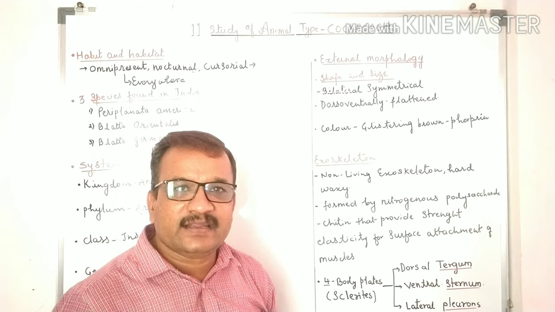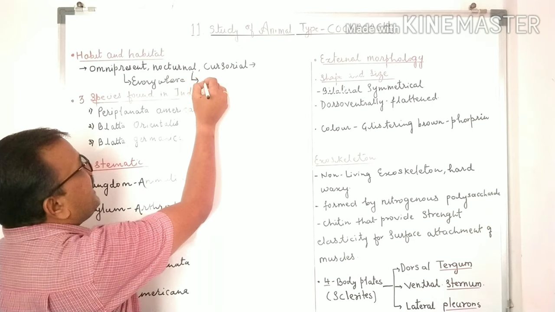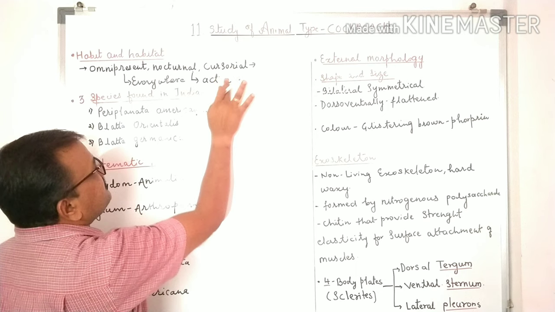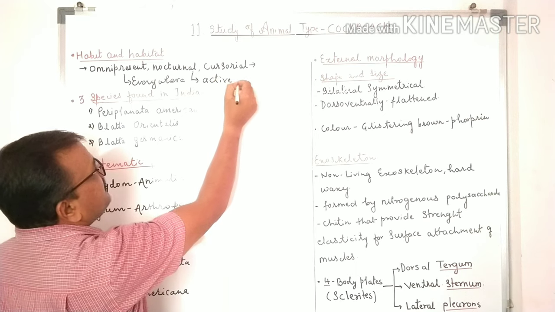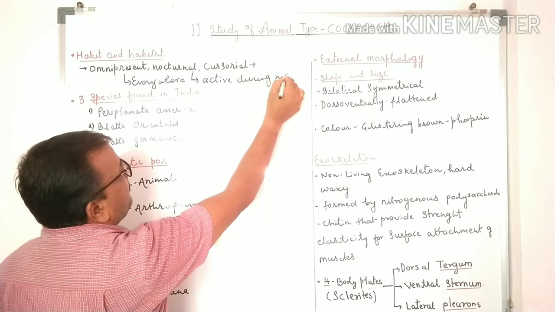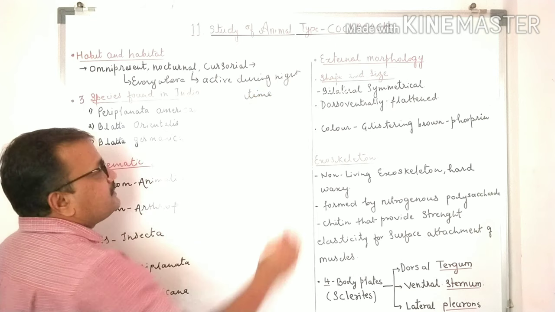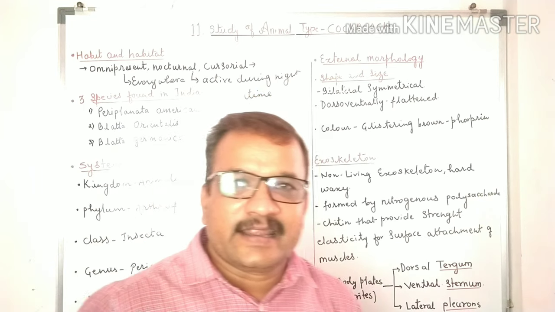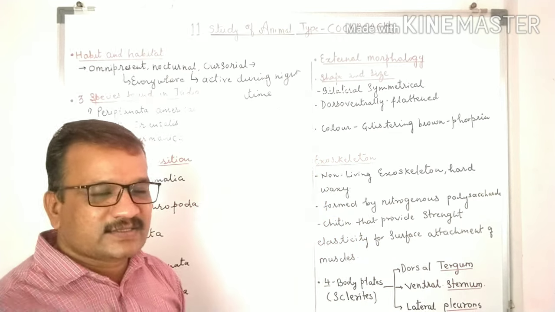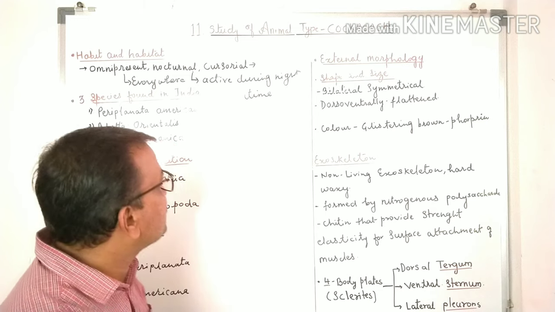They are active during night times. So nocturnal means what? They are active during night time. Active for what? They are active for food material; this you have to keep in mind. So nocturnal means such animals are active during night time. This you have to keep in mind.